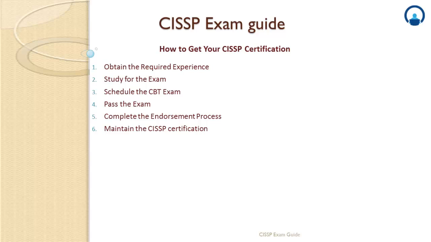If you have all of these, you study for the exam, prepare for the exam, and schedule the exam. By scheduling, we mean you'll have to register for the exam, pay the fees, select your centers, and take care of the other logistics. After scheduling the exam, you will have to pass the exam with the minimum score required. To pass the CISSP examination, you will need a score of 700 on the scale. Then you will have to complete the endorsement process.